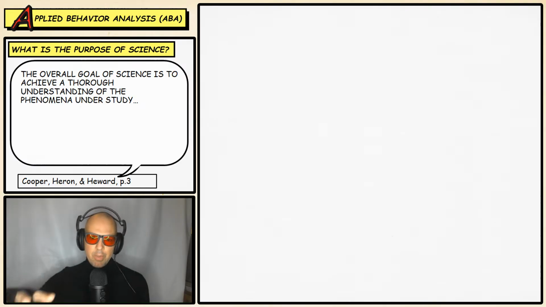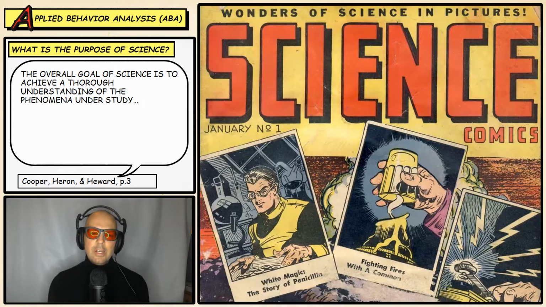Today we're going to zoom out even further than we did last time, and we're going to take a look at what is the purpose of science. So again, functional analysis of behavior is based on scientific findings, it's based on scientific research. So what is the purpose of science? And that's going to help illuminate what we're doing here in functional analysis of behavior.